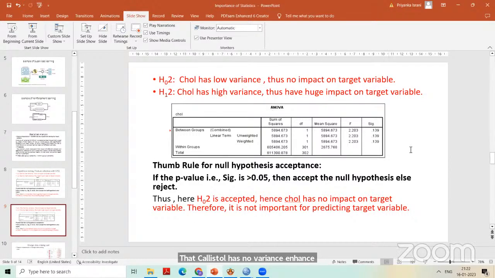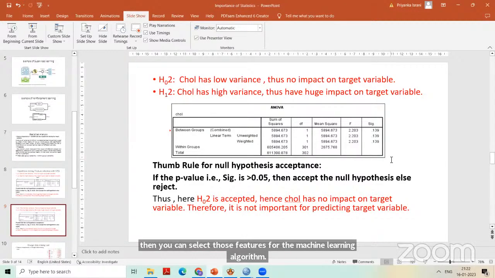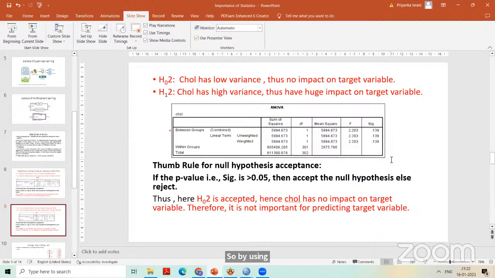Okay. So from this ANOVA analysis, you can understand which feature is more important, and then you can select those features for the machine learning algorithm. By using statistical analysis, you can accept the feature which is more important and reject the feature which is less important, and you can remove those less important features and only select the important features and provide them to the machine learning algorithm for training.